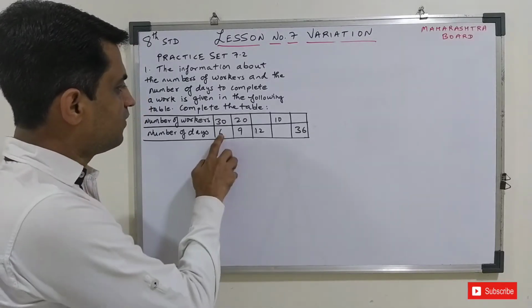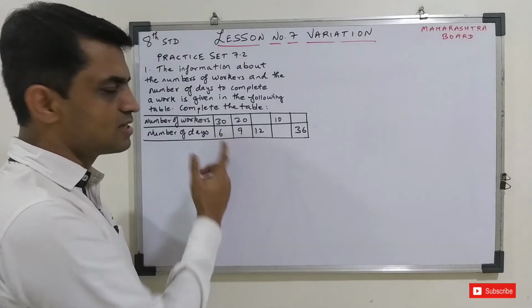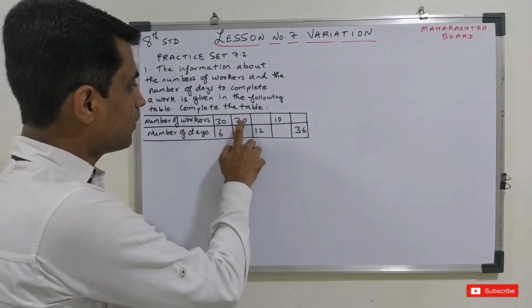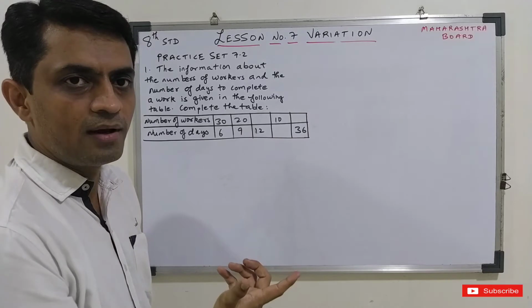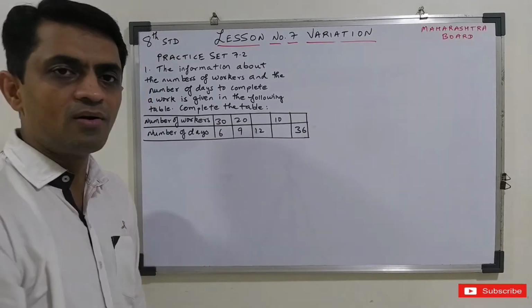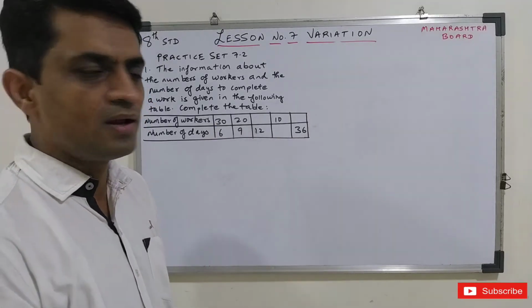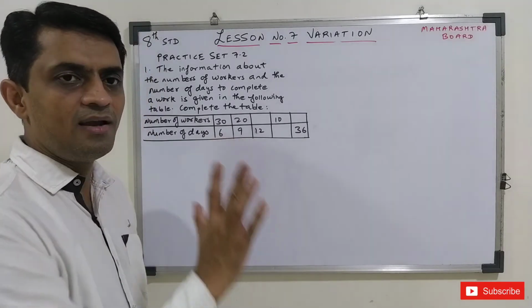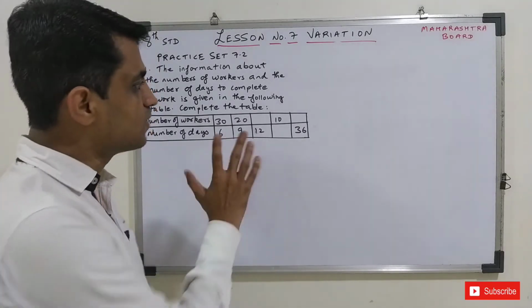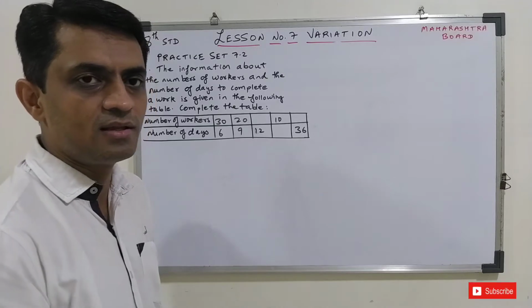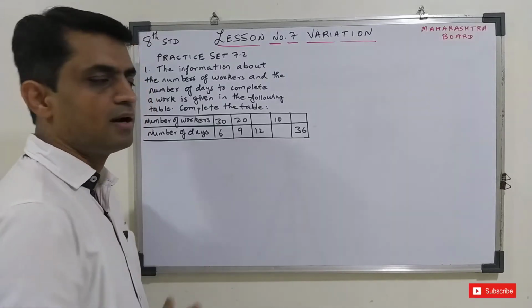No problem. If you check here, 30 into 6 is what? 180. 20 into 9 is what? 180. It means the product is coming constant. And when the product is constant, it means it is an inverse variation. So this way you have to check if they are not mentioning it in the question. We have to be very smart here.